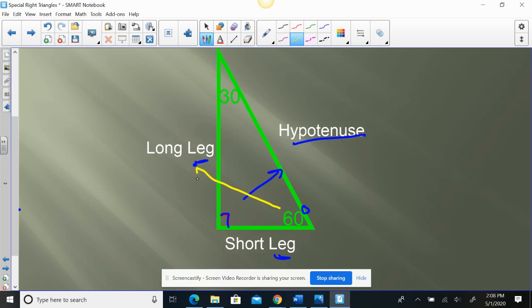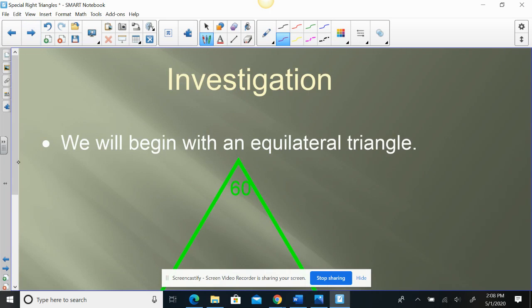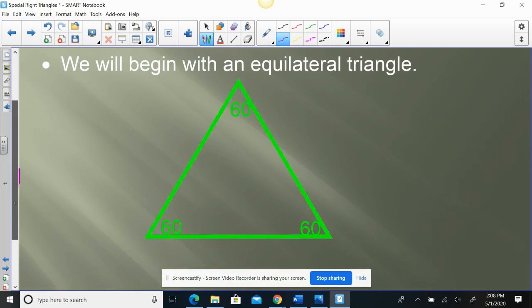So the one opposite that 60 is the long leg because it's going to be longer since it's opposite the bigger angle. The one opposite the smallest angle is going to be your smallest side. So the smallest side, they're just calling the short leg. It is helpful if you always start by labeling. So where did the rules for 30, 60, 90 come from?